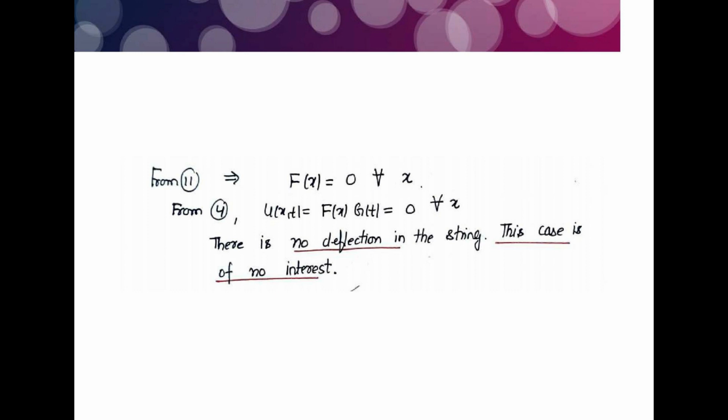As a and b both are 0, from equation number 11, capital F of x is 0 for all values of x. Now we use equation number 4, that u, deflection in the string, is the product of capital F of x and capital G of t. Here F of x is 0 for all values of x. Whatever this function G is, something finite, F of x is always 0. So the product of these two functions is always 0 for all values of x and t. This implies that there is no deflection in the string, so this case is of no interest. So now we move to case 2 and explore other values of k.